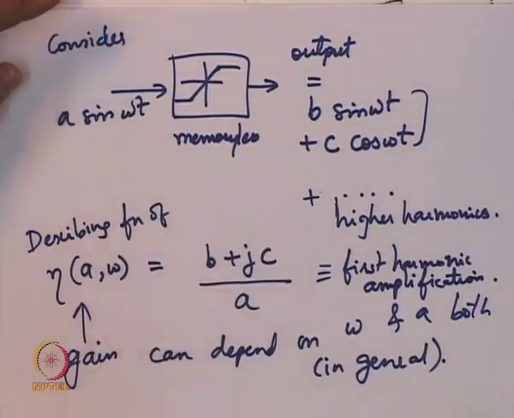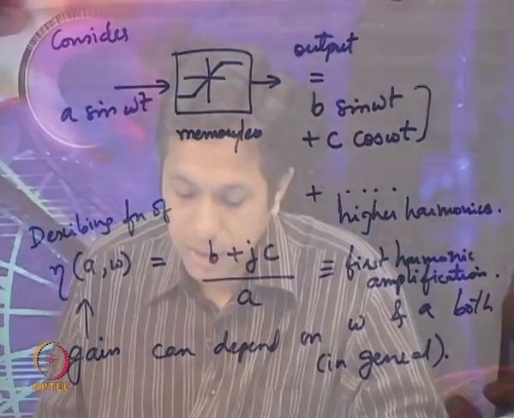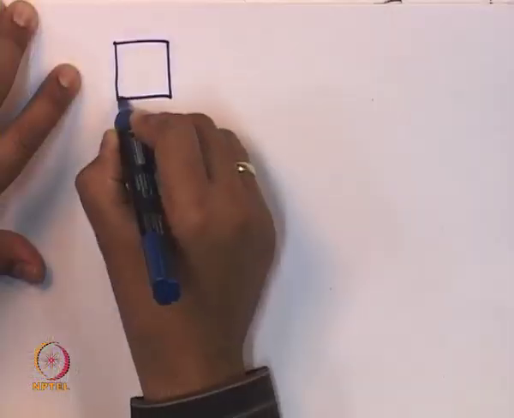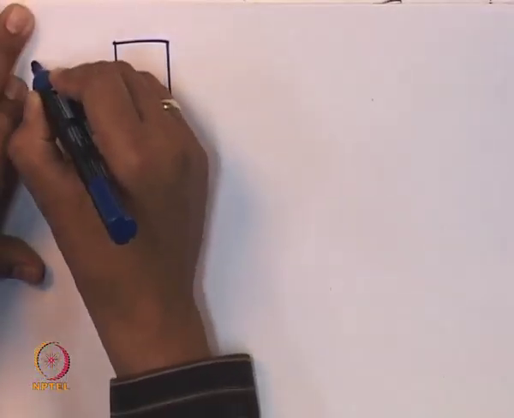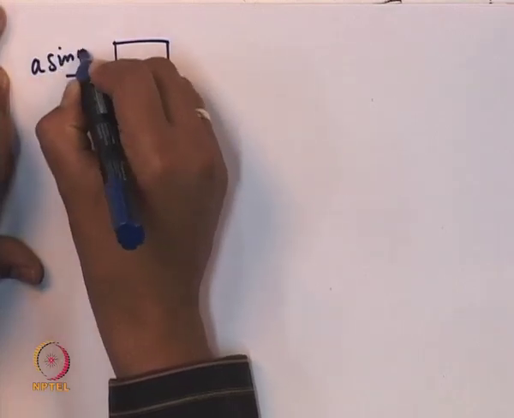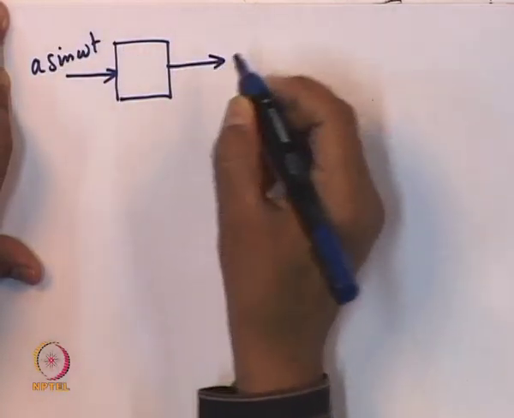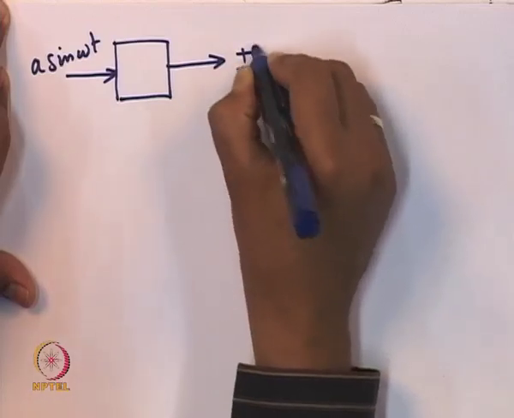We will also see for what class of nonlinearities one can define this describing function this way and what its properties are. For example, when is it going to be real, when is it going to be independent of omega? All this we will explore in the rest of today's lecture. So, first consider the nonlinearity that takes the input and gives you plus or minus 1.